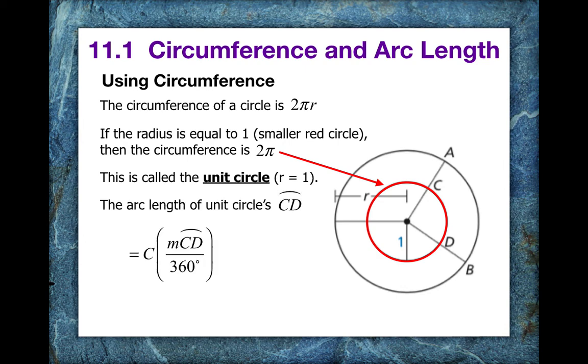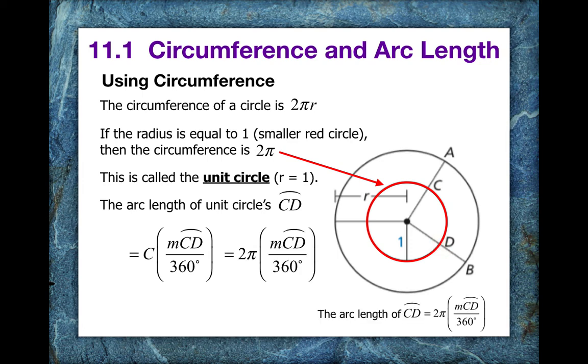The arc length of the unit circle CD, going from C to D, is going to be the circumference all the way around times the arc angle CD over 360. And if we look, since the radius is just 1, the radius falls out because it just becomes 1, and we have 2 pi times the arc angle over 360 degrees. So the arc length of CD on a unit circle is going to be 2 pi times the arc angle over 360.